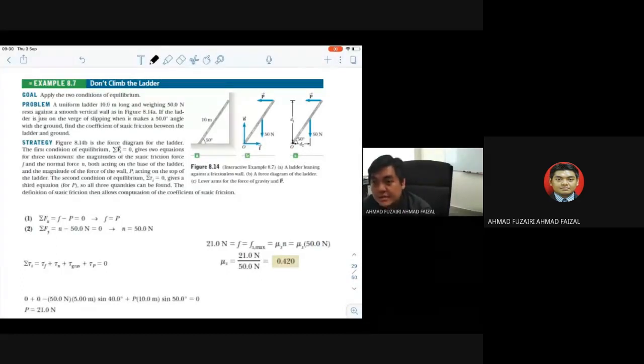If the length is 10 meters, what happens? It means the middle, usually the mass is taken from the middle because of the center of gravity. We take it from the middle. So if the ladder's weight is 50 Newton, that means at the middle there is 50 Newton, at a distance of 5 meters from the center of rotation. If the ladder is just on the verge of slipping when it makes a 50-degree angle with the ground, find the coefficient of static friction.